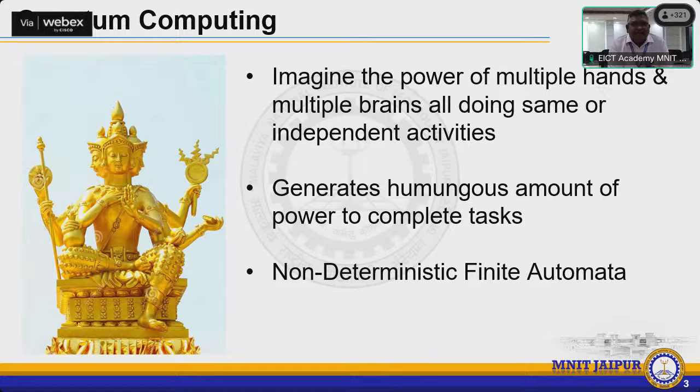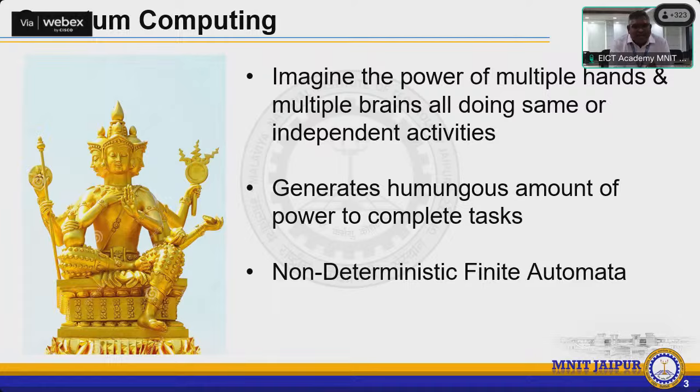Actually, in a classical computer, it is like a deterministic finite automaton where you see an input symbol and you transition from one state to another state. So you cannot go to multiple states at the same time. It is like you get into one train, you will go to one destination. You cannot go to multiple destinations.